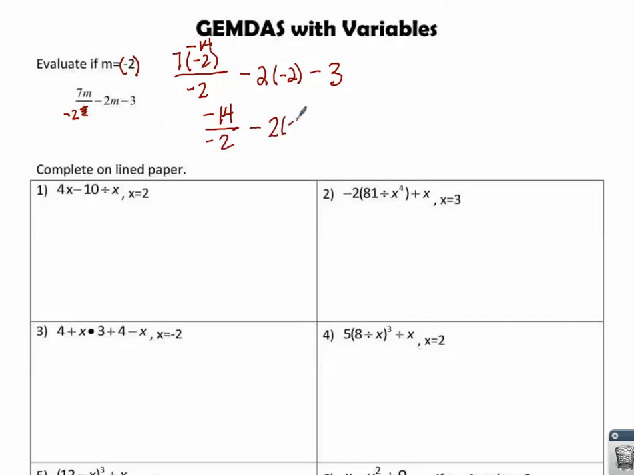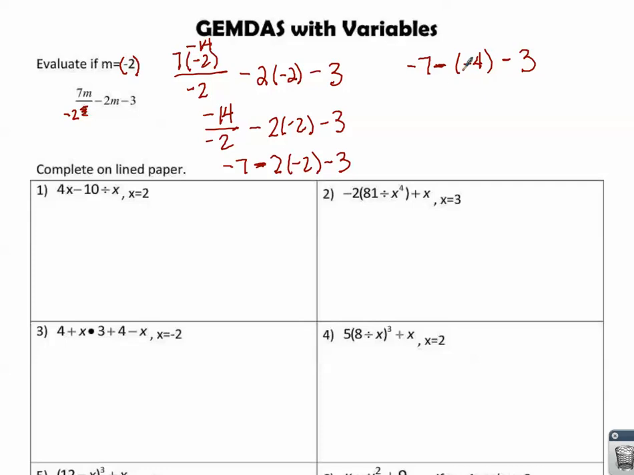Minus 2 times -2 minus 3. Simplify your fraction. You get -7 minus 2 times -2 minus 3. You have no exponents, so now you want to multiply or divide from left to right. So you have 2 times -2 is a -4. I'm going to keep my subtraction sign there. Minus 3.